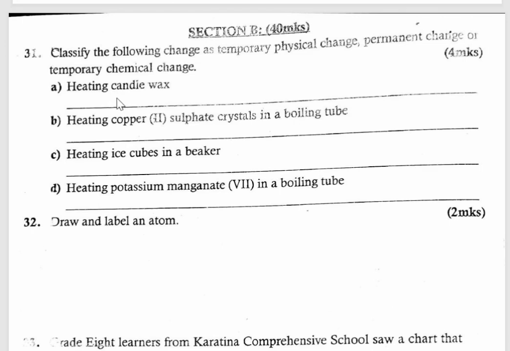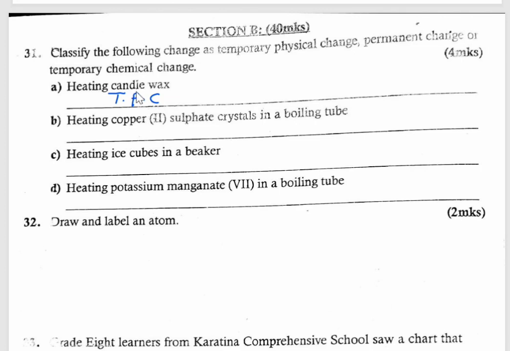So that is a temporary physical change. So when you heat a candle wax, it's going to melt and then it will solidify back. So it is a temporary physical change. So a temporary physical change is a change in which no new substance is formed and the process can be easily reversed.